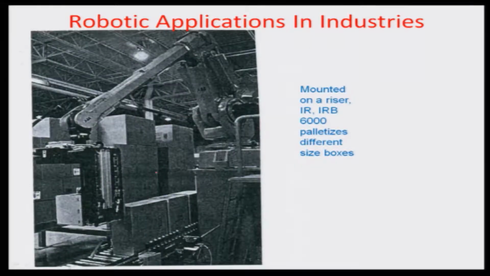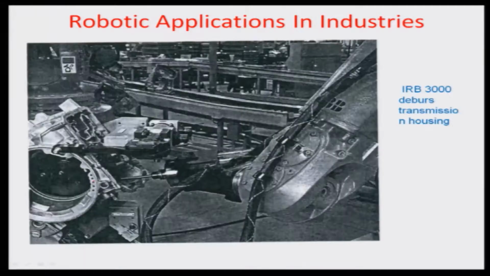This right here is a robot mounted on a riser, IRB 6000, palletizing different size boxes. So it picks and places the boxes from this location into the desired location. Probably it is some kind of conveyorized system which is supplying to another end user, who can be an assembly line, or again a weld line. So these components need to be destacked and supplied, for which again repetitive operations and robotics is deployed.